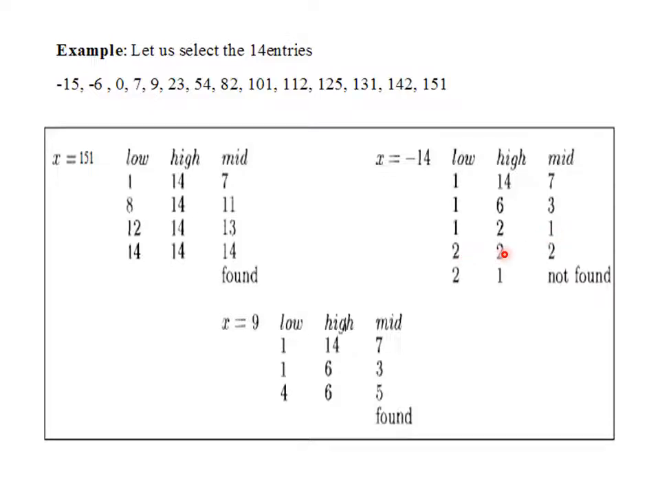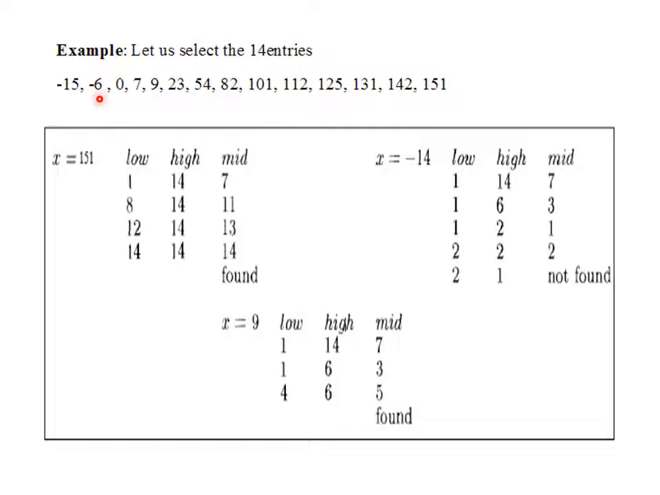Now 2 plus 2 is 4, and 4 divided by 2 is 2. So we got the mid item index equal to 2, and the item there is minus 6.